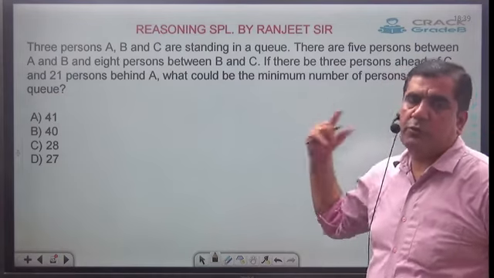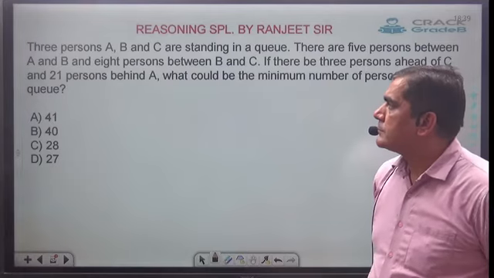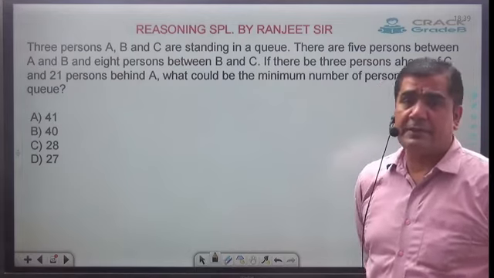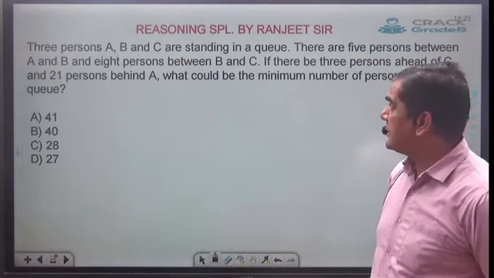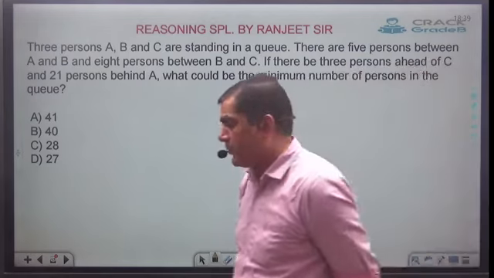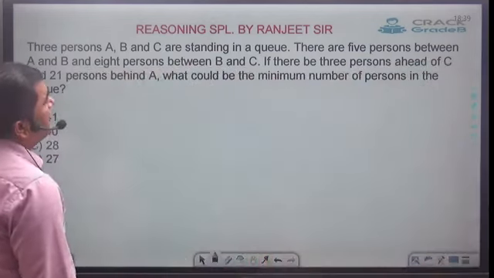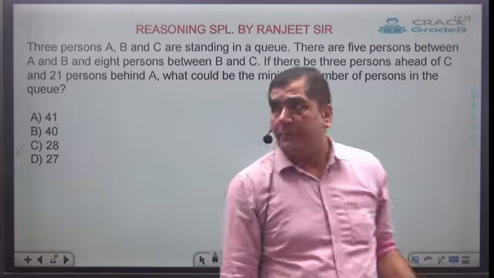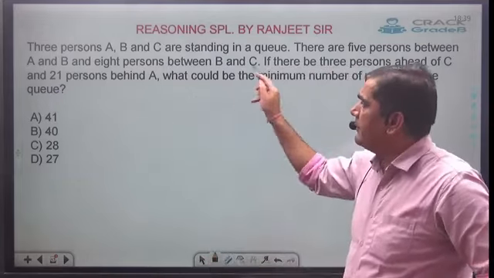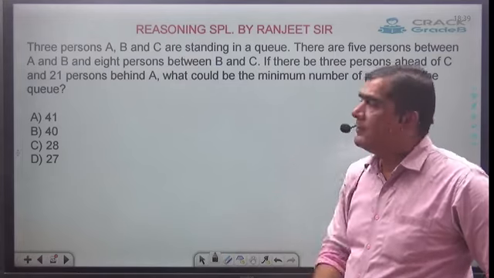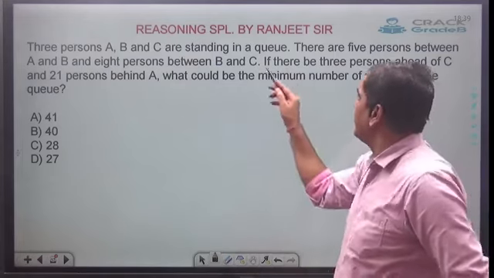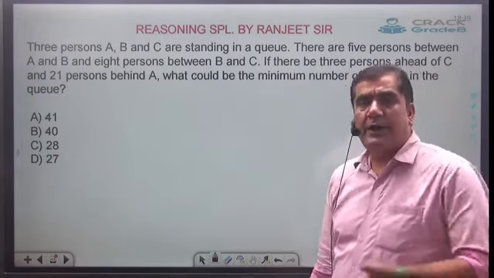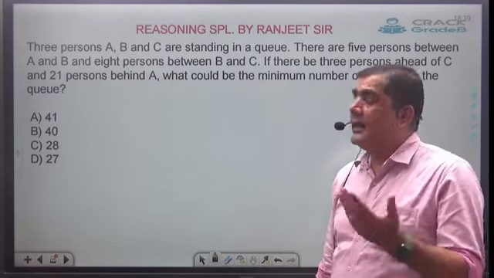Beautiful question. Very, very beautiful question, dear. Most typical question, and this question has been asked in one of the previous year examinations. This question has been asked from ranking. See, here they are saying 3 persons A, B, C are standing in a queue. There are 5 persons between A and B, 8 persons between B and C. So between A and B is given to be 5, between B and C is given to be 8. If there are 3 persons ahead of C and 21 persons behind A.